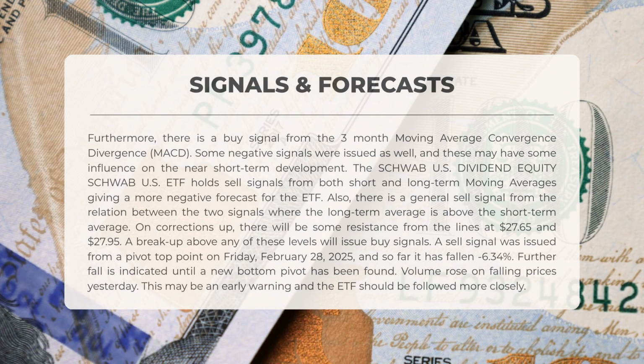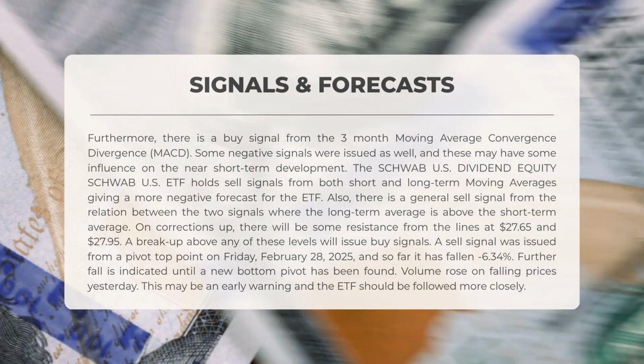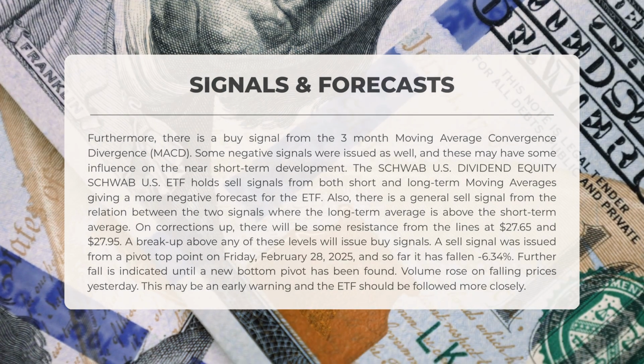A sell signal was generated from a pivot top point on Friday, February 28, 2025, and so far it has declined by 6.34%. Further declines are anticipated until a new bottom pivot is established. The volume increased in conjunction with falling prices yesterday, serving as an early warning, suggesting that the ETF should be monitored more closely.